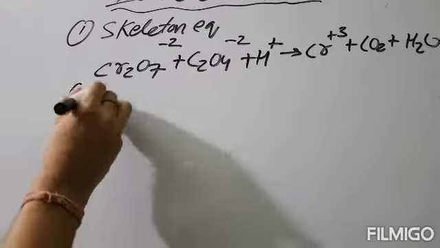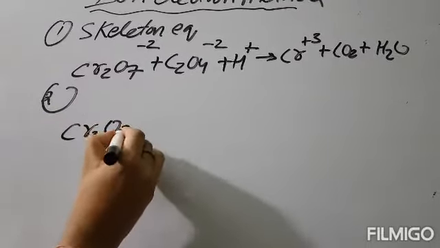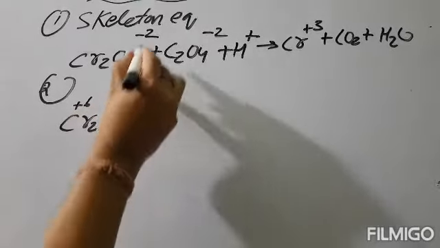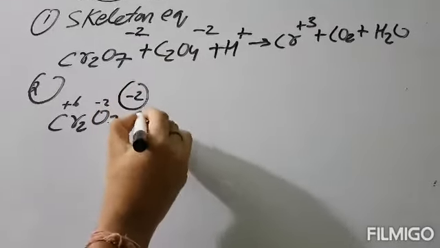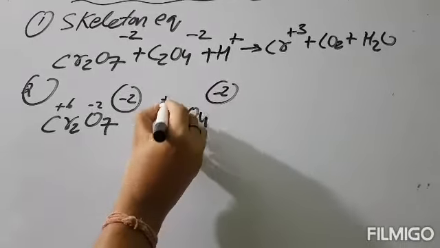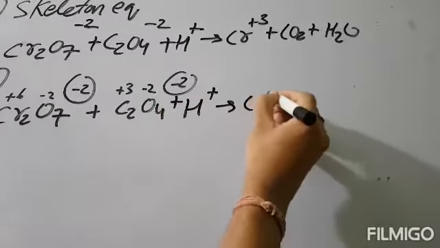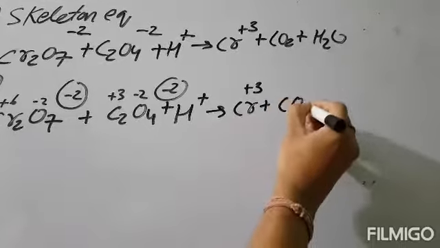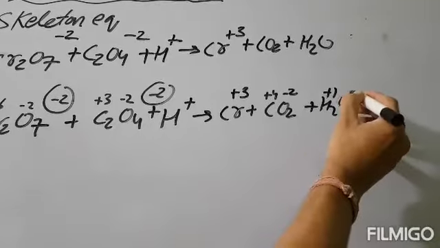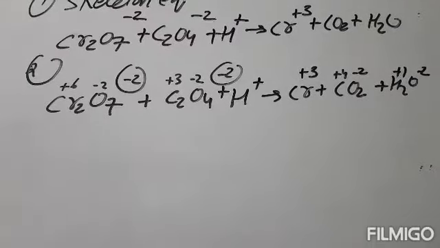So the second step is to write the oxidation number of all atoms. So we'll get Cr2O7 2-: here Cr is +6, O is -2, and the charge is -2 as shown here. Plus C2O4 2-: here carbon is +3 and O is -2, plus H+. Then Cr is +3, plus CO2: C is +4, O is -2, plus H2O: H is +1 and O is -2. So the second step is to write the oxidation number of all atoms.